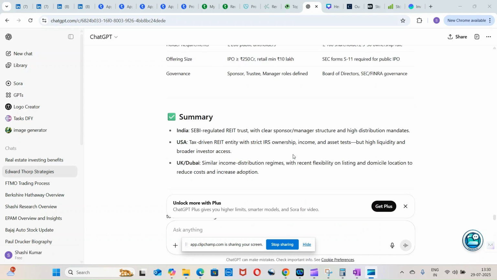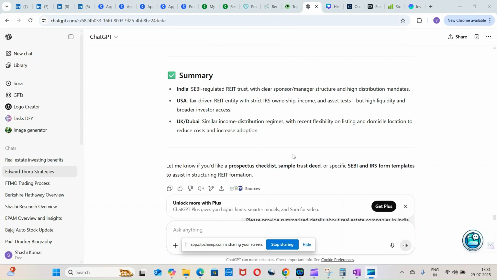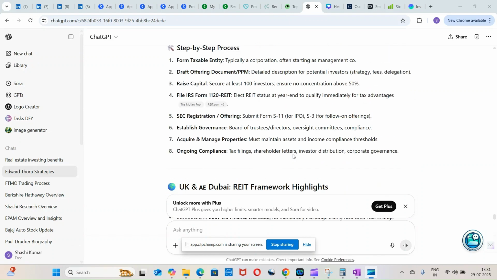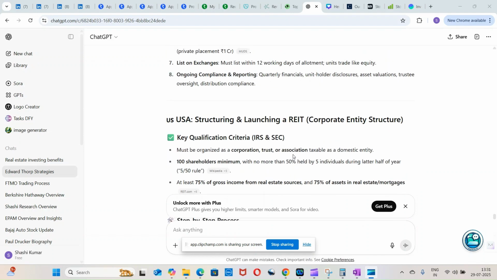So the summary is: in India, a SEBI-regulated REIT trust with a clear sponsor-manager structure and high distribution mandates. That's the form for a REIT. In the US, it's a tax-driven REIT entity with strict IRS ownership, income and asset tests, but high liquidity and broader investor access. You can devise similar income distribution regimes with recent flexibility on listing and domicile location to reduce costs and increase adoption. So that's the step-by-step process to form a REIT in India and the US.